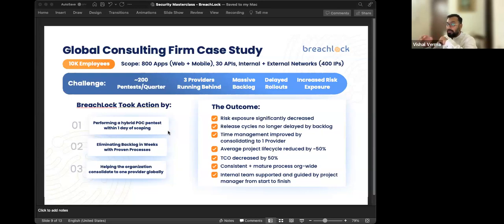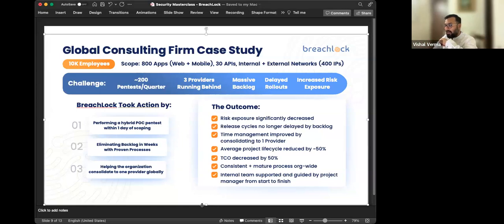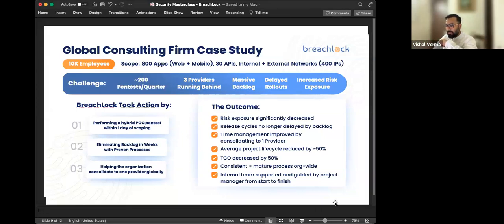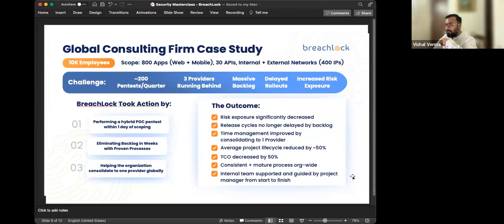They earlier had 3 pen testing providers, which were running behind schedule as they were following the traditional approach. We reduced the total cost of ownership of applications, of managing the vulnerabilities and making the environment secure, by 50%. And it was a consistent and robust process, a tried and tested means of deploying and delivering the results in a more consistent manner. So with that, I'll move along to the next.